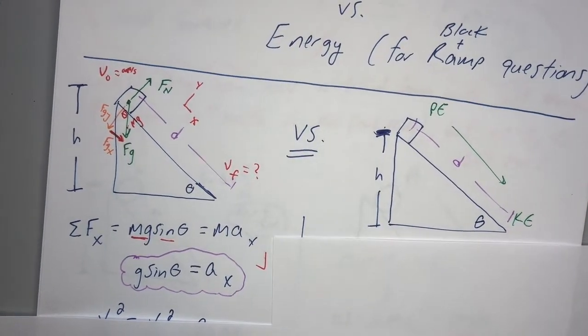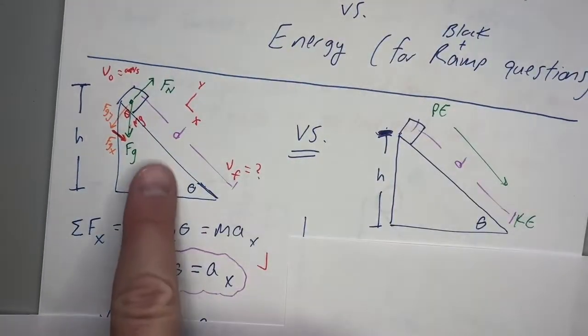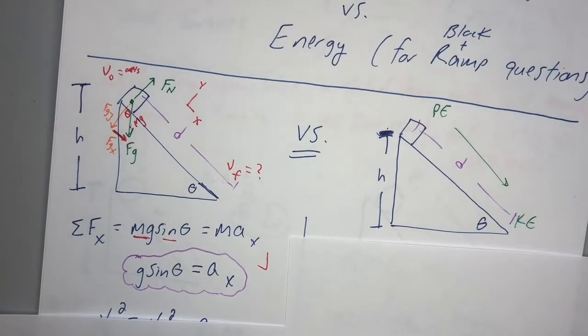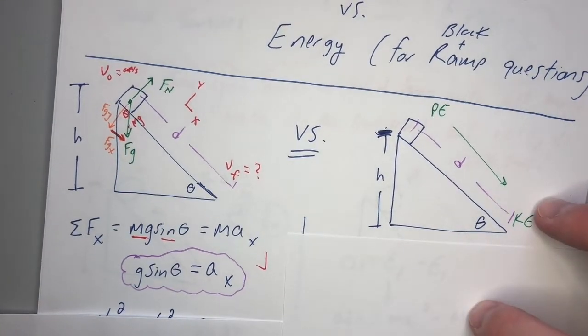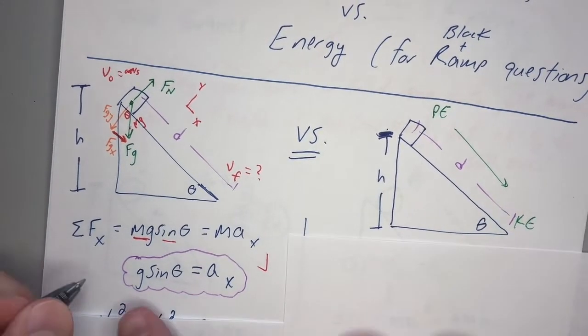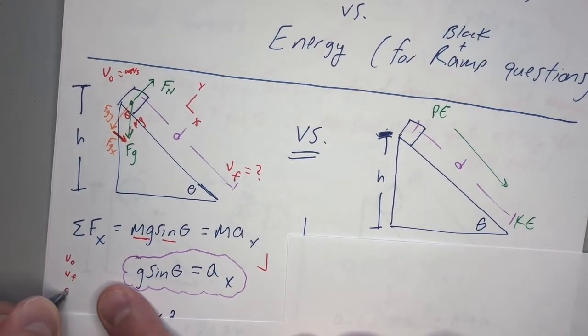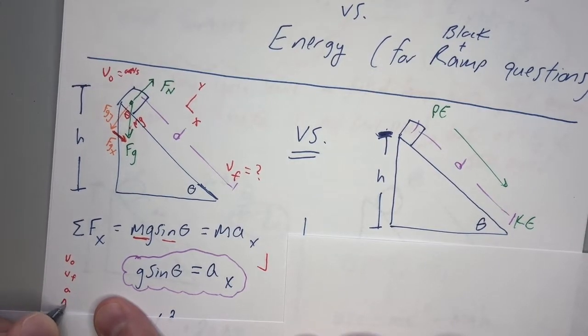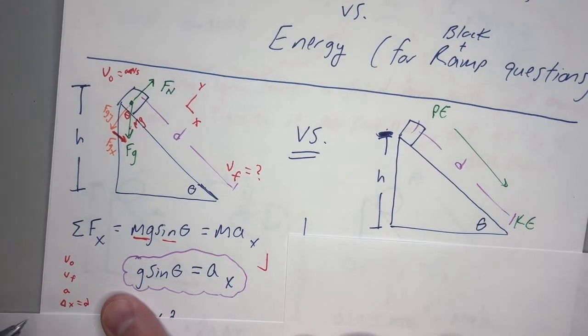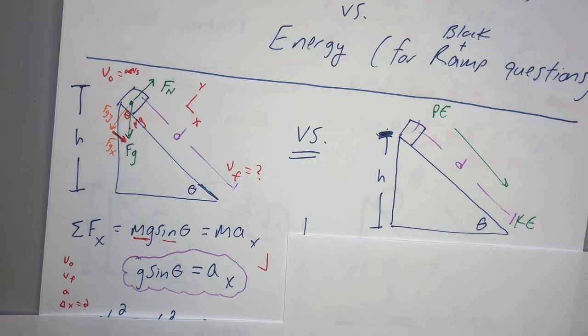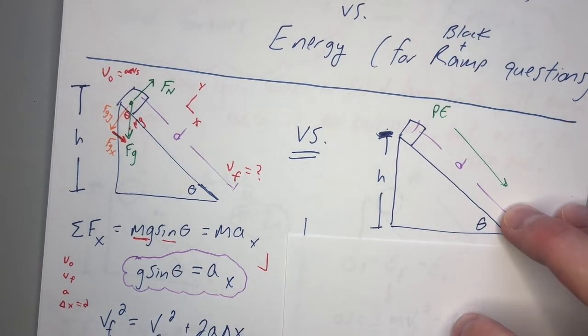And we're going to say, let's figure out how fast it's going at the end of the ramp, and the distance down the ramp is distance lowercase d, okay? So we need a kinematics equation that involves our givens. V initial, we know. We're looking for v final. We know the acceleration, and we know the distance of the ramp, delta x is equal to d. So we don't have time. So the only kinematics equation that makes sense if we don't have time is this one right here.